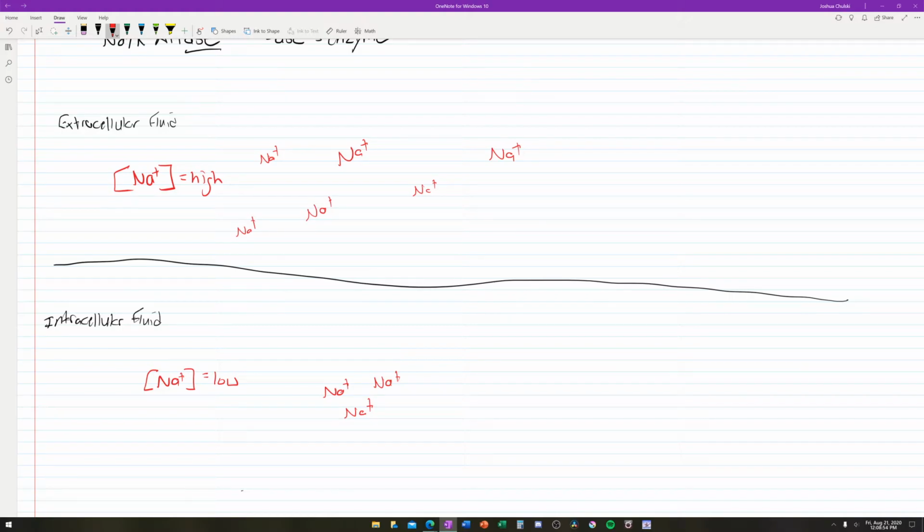We also established with potassium that the potassium concentration is low on the outside of the cell and high on the inside of the cell. So I'm just going to draw two potassiums out here, and we've got a lot more potassiums inside of the cell than on the outside.